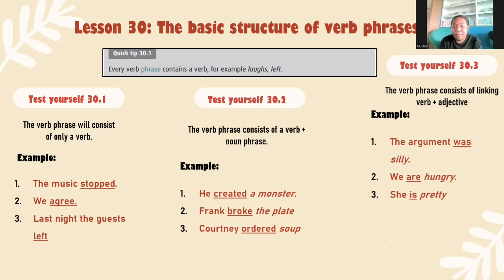For test yourself 30.3, the verb phrase consists of a linking verb plus an adjective. So the underline is the linking verb, and the italic is the adjective. For the example, number 1, the argument was silly. Was is a linking verb, while the adjective is silly. Number 2, we are hungry. Are is a linking verb, and hungry is an adjective. Number 3 is she is pretty. Is is a linking verb, and pretty is an adjective.